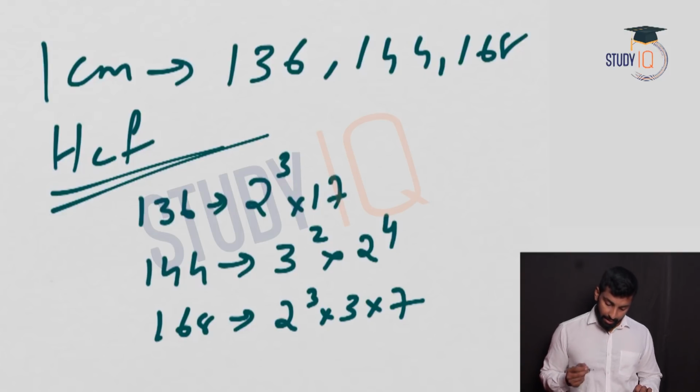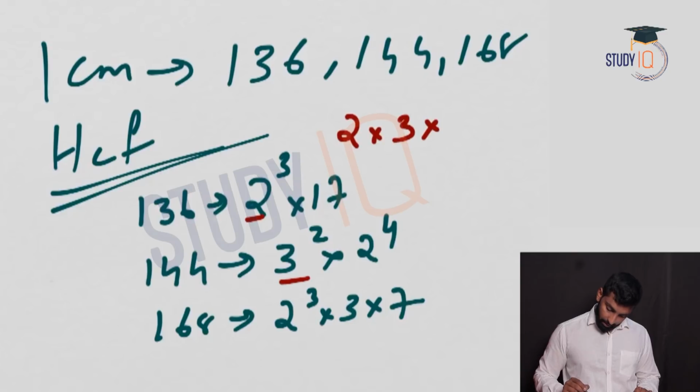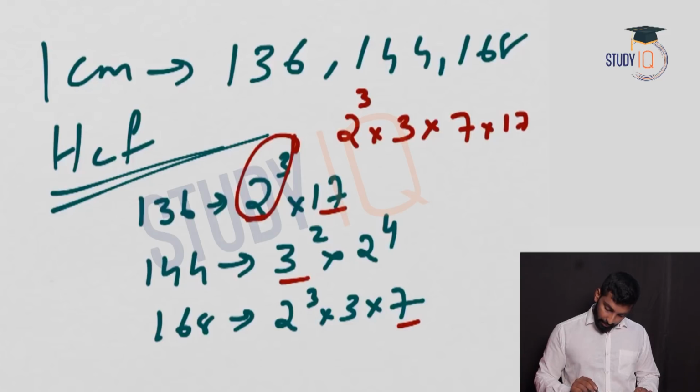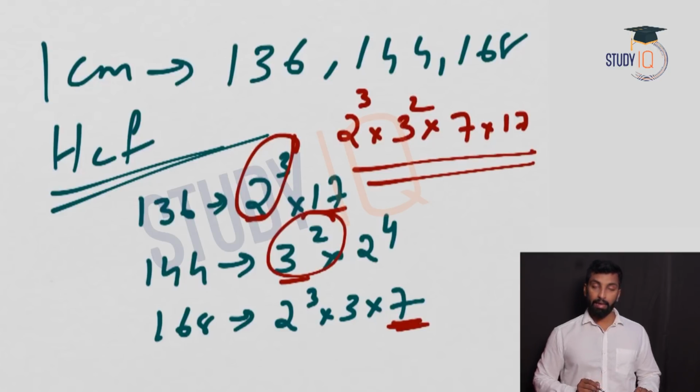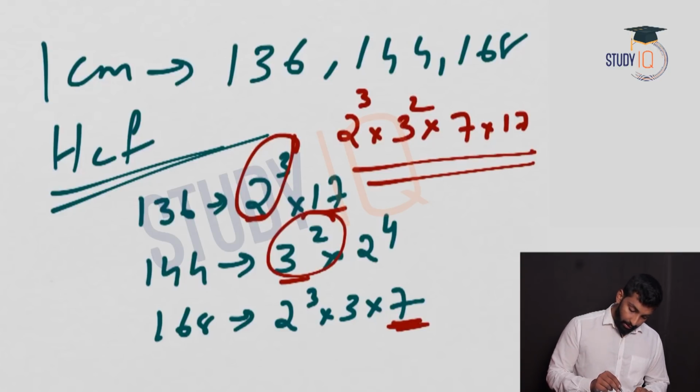Now, how to get the LCM? You will take all the numbers which are involved: 2 is there, 3 is there, 7 is there, then 17 is there, right? With the highest power. So what is the highest power of 2? You can see it as 3. Highest power of 3 you can see as 2. Highest power of 7 is 1 and of 17 is 1. So this is your LCM.